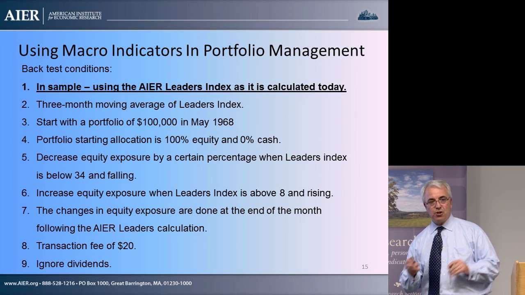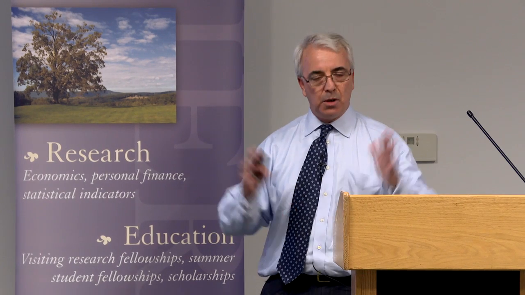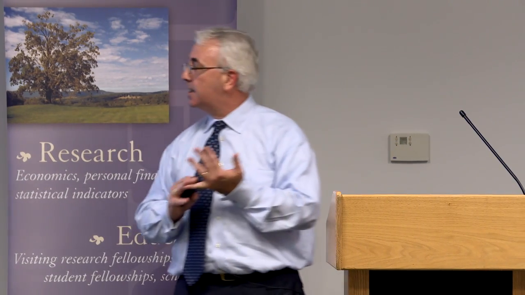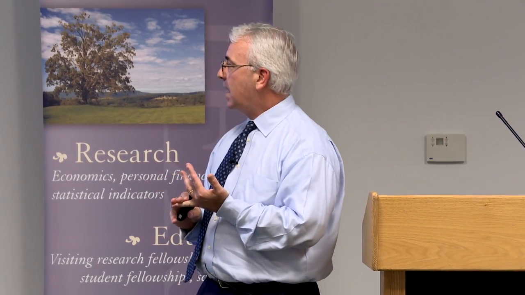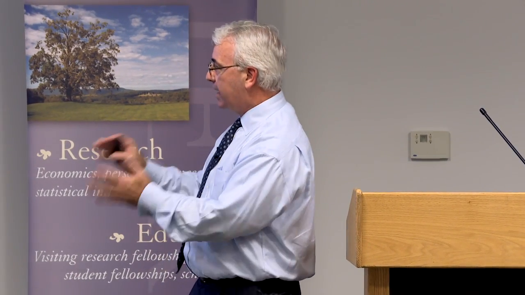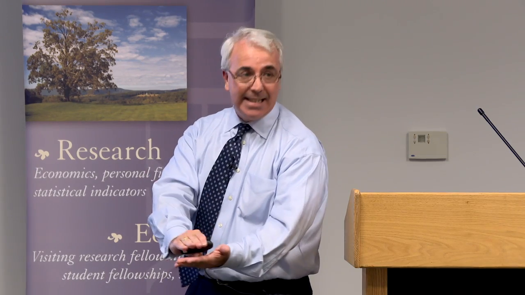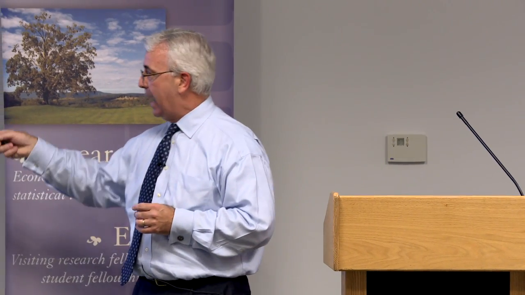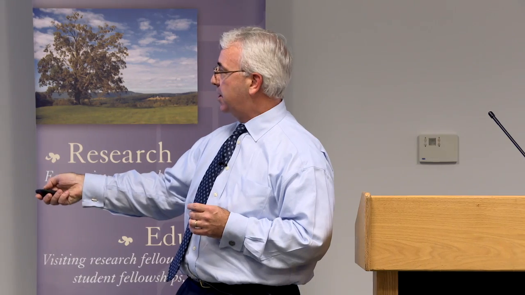Now here's the decision rule. Again, there are lots of ways to implement this, but here's one we found through a Gaussian technique. We've narrowed it down to this simple rule. If the index is below 34, and remember we're at 42, so we're okay, and falling, we're going to decrease our equity exposure. If the index is above 8 and rising, we're going to increase the equity exposure. And that's it. The only thing we're going to change in the 4 different backtests is the percentage that we increase and decrease by. Does everybody understand? Any questions on that?